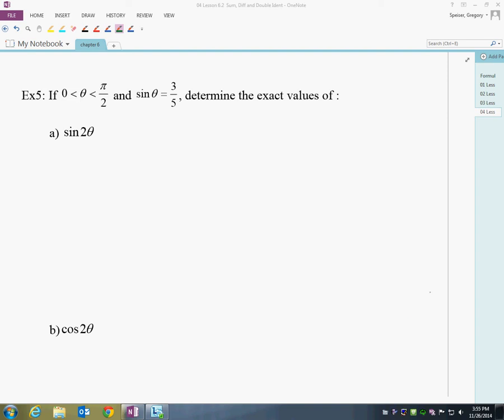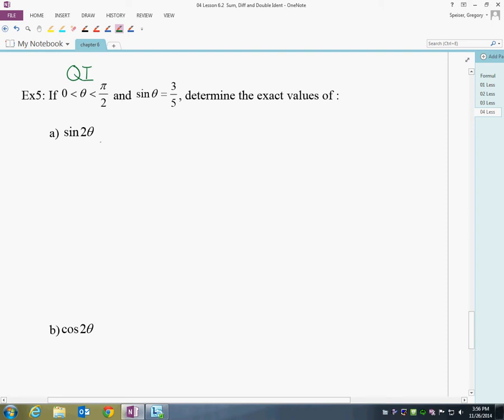All right, so we are on our last page, our last example. We're getting there. This is very similar to what we did a second ago. We are going to consider which quadrant this is in. Between 0 and pi over 2 would be quadrant number 1. We're given what sine of theta is, and now we need to know what sine of twice that angle is.